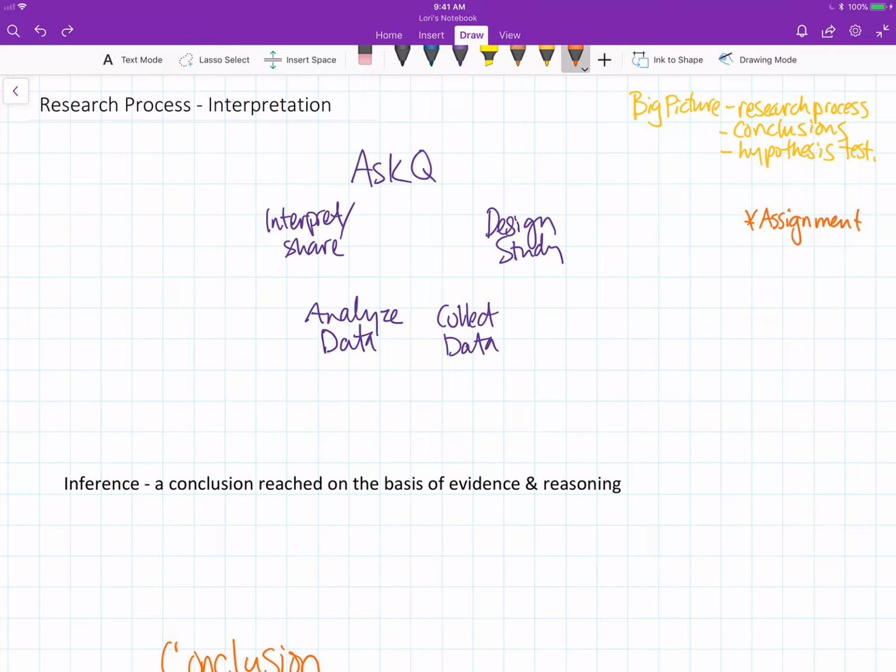We are going to be studying for the next few videos statistical inference and hypothesis testing. And so the big picture here is that we'll be looking at the research process in this video. Then we'll be thinking specifically about the conclusions that we make based on that research process. And then we'll get a little bit more detailed with the hypothesis testing procedures.